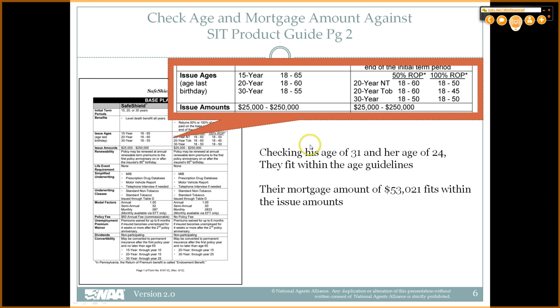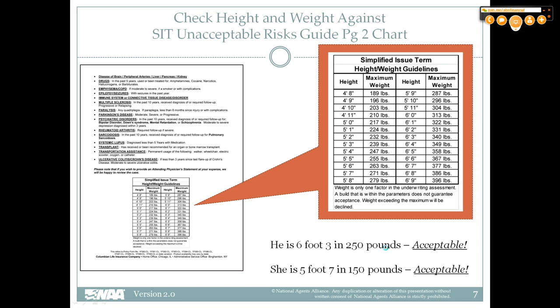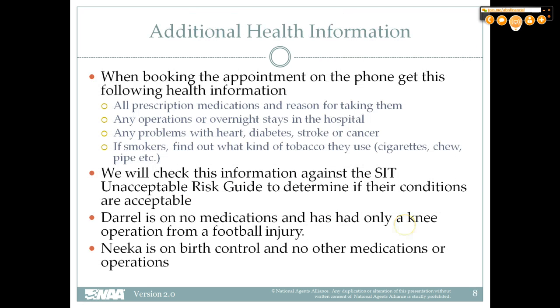Now we check the height and weight. You can find the height and weight on the SIT Unacceptable Risk Guide, page 2. This is what page 2 looks like, and here you can see the guidelines. He's 6'3", 250. So you go to 6'3", and the maximum weight is 340. He's well within the guidelines, so he's acceptable. Then she's 5'7", 150. You see here 5'7", 271. Again, she's well within the acceptable guidelines. So it's looking pretty good that we can probably get them into this product.